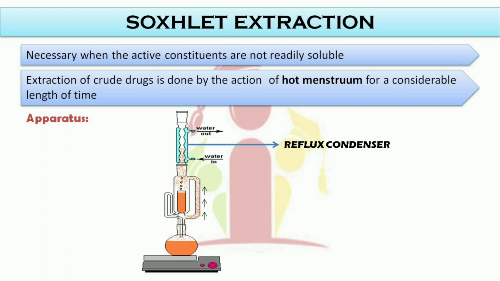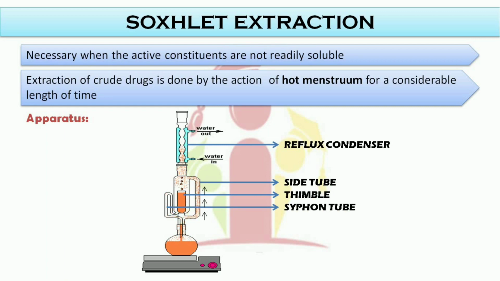Here is the reflux condenser which cools down the vapors, and then as droplets the hot menstruum falls on the drug which is packed in the thimble in the middle. This is the side tube, then this is the thimble, and here comes the siphon tube whose function is to collect the menstruum and again pass it to the flask below. This is the flask and the heating source.